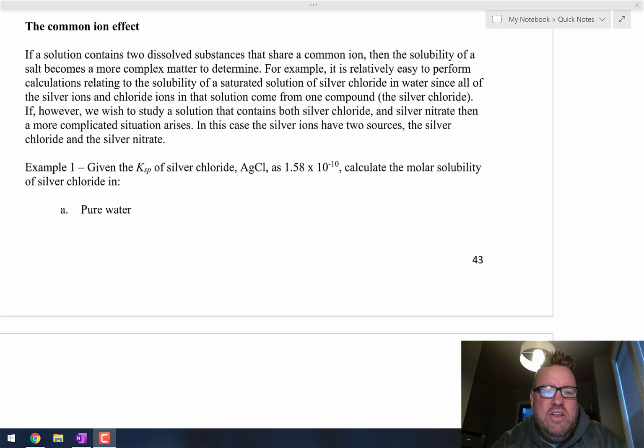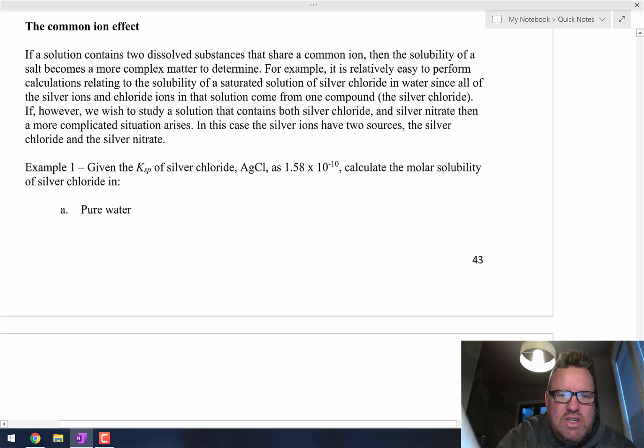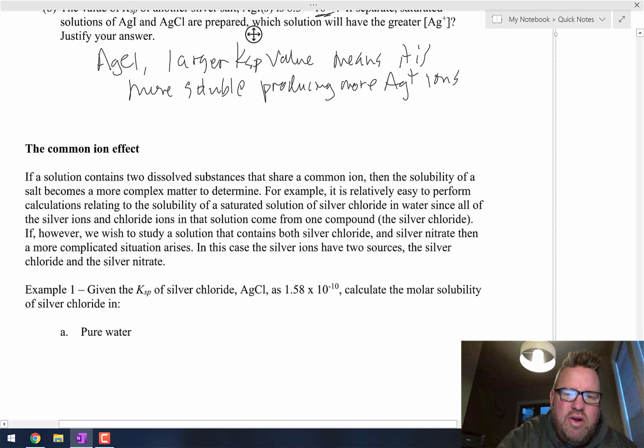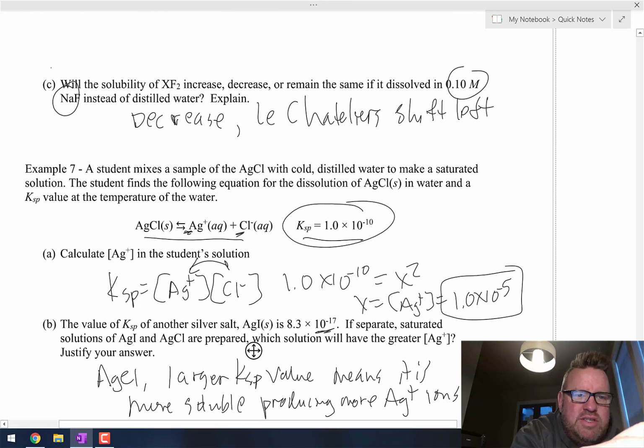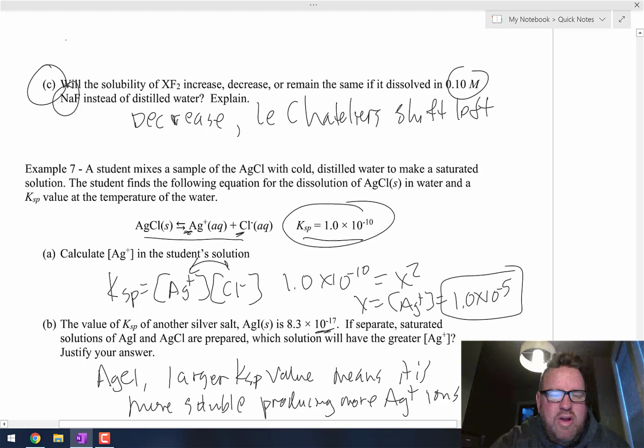All right, today's video deals with a little bit of what we talked about yesterday about KSP, and it also involves what's called the common ion effect. If we come back up to one of our previous examples, letter C in this example from the previous video is an example of the common ion effect.